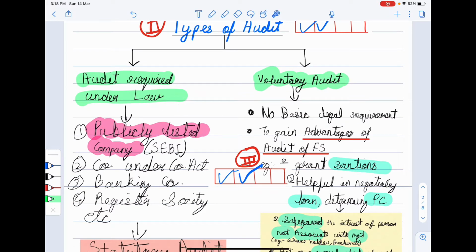Next is voluntary audit. In voluntary audit, there is no legal requirement for the company to perform audit. It is total freedom for a private limited company. If you want to perform audit, perform. If you don't, don't. Okay, then why do they perform audit? They perform audit to gain the advantages of audit of financial statements.